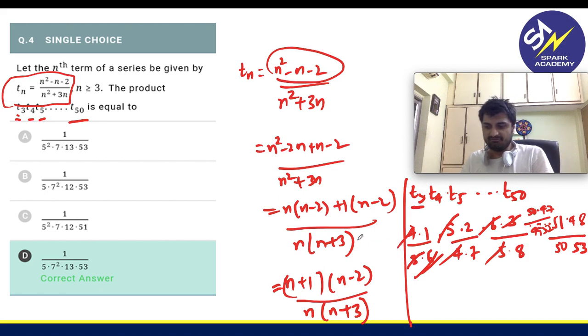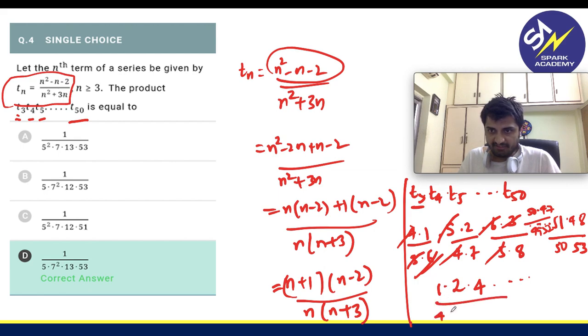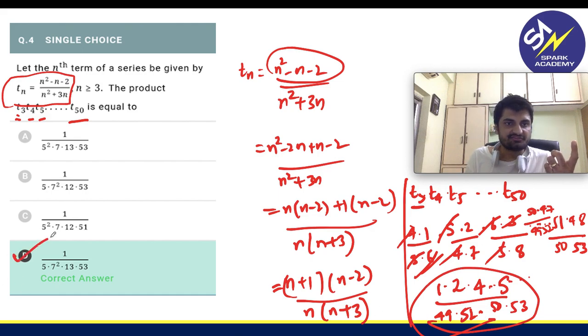So if you just simplify this, 1, 2, 4 and something you'll get whole divided by, you'll get 49, you'll get 52, you'll get 50, you'll get 53. 1, 2, 4 and 5 you will get. So just see the pattern. So if you just simplify this, you will be getting this.